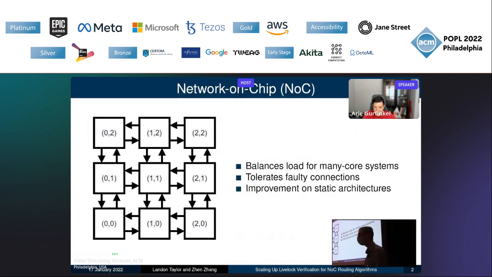So network-on-chip is an on-chip interconnection network that governs on-chip communication between homogeneous routers for many core systems. It gives us a solution to increase design complexity, especially as systems advance and develop. It lets us balance processing loads among many cores. And it's an elegant improvement on static bus architectures that are traditionally used.